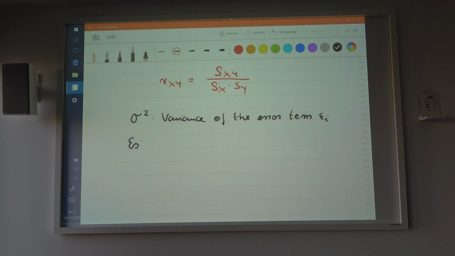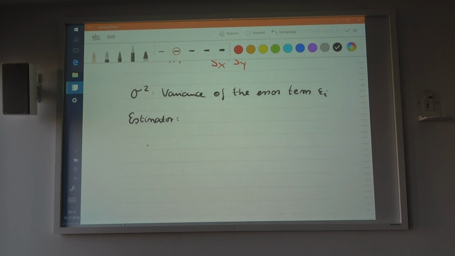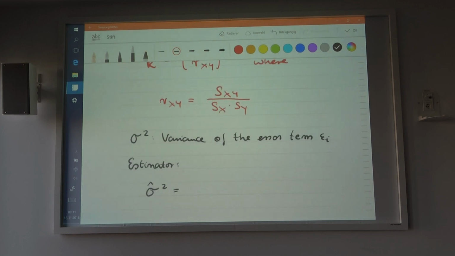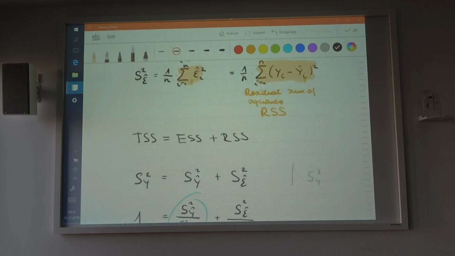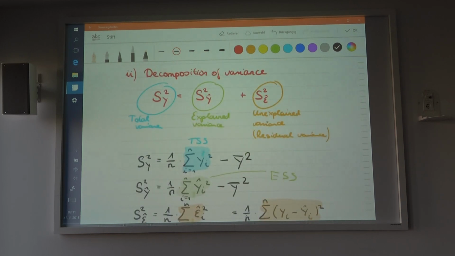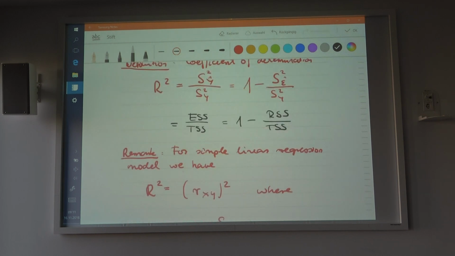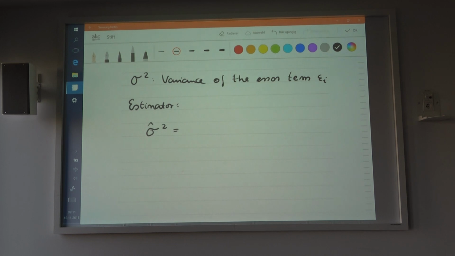And the estimator for that will be as follows: sigma squared hat. The sample analog. This is not the variance or the residual variance, but this is the estimator. And for the estimator, this is going to be equal to 1 over n minus 2 times the residual sum of squares. So that's going to be the estimator for that.